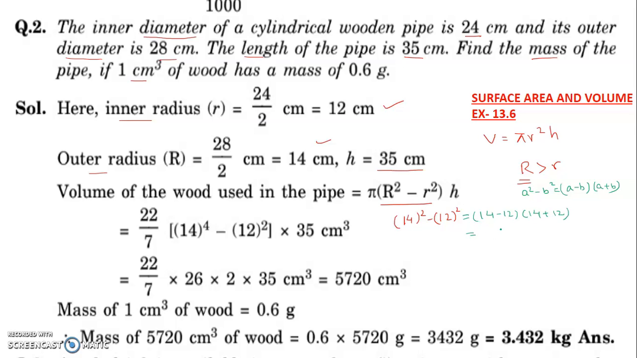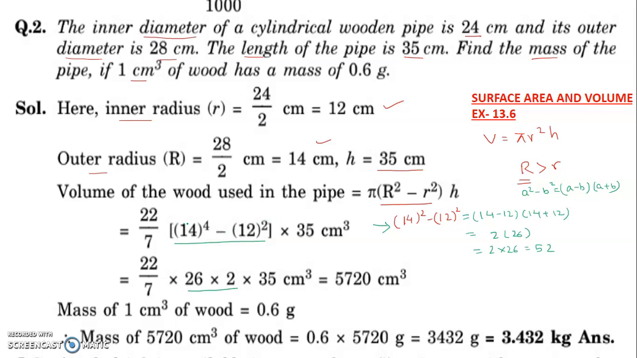So 14 minus 12 is what? 2. And 14 plus 12 is what, students? 26, right? So 2 into 26 is 52. Are you following? These things are very important, students. It will save your time for your board exams, and for competitive exams also it will be helpful. So remember this. I'm repeating this a second time. It will save your time in calculations and you won't make mistakes also.